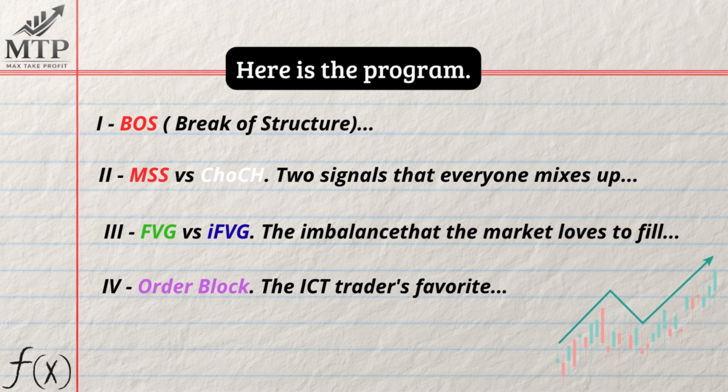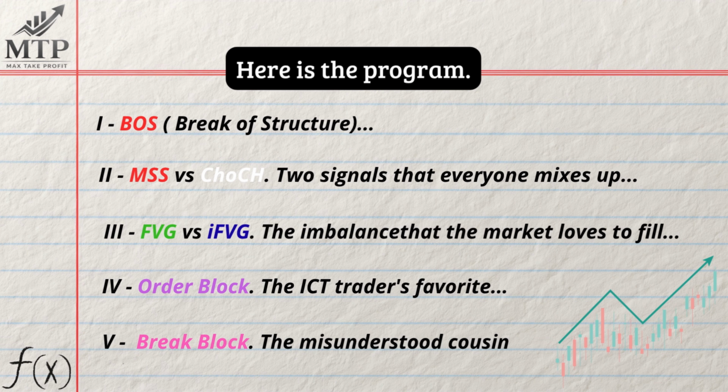4. The order block. The ICT trader's favorite. But a standalone OB is not enough. I'll show you the criteria that make it valid. 5. The break block. The misunderstood cousin. OB versus BB. Before versus after. I'll explain the difference. Every part is built the same way. A simple definition. A fake signal example. A valid signal example. And a short conclusion so you never get it wrong again.